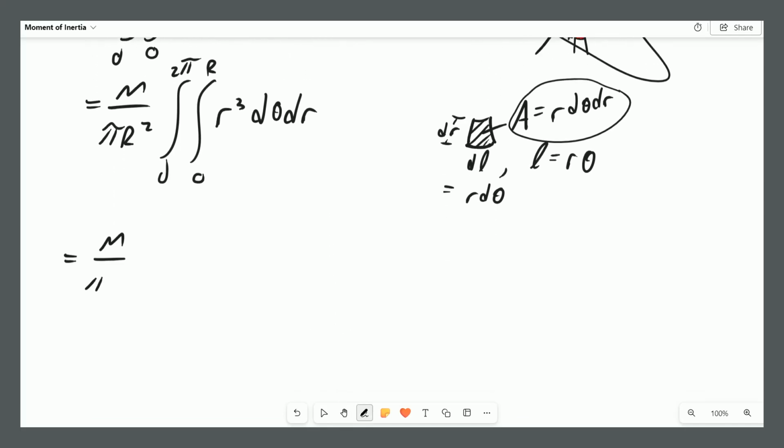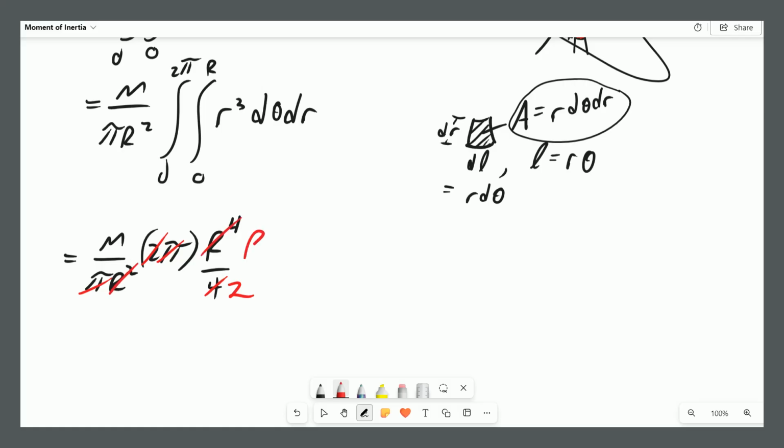So M over pi R squared. Our integral with respect to theta is just going to turn into 2 pi. And our integral with respect to r is going to turn into r to the power of 4 divided by 4. And now we have a bunch of cancellations. Our pi's cancel out, our 2 over 4 turns into a 2, and our R squared, which divides R to the fourth, just turns into R to the power of 2. So we have MR squared over 2. And that is the moment of inertia for a rotating disk.